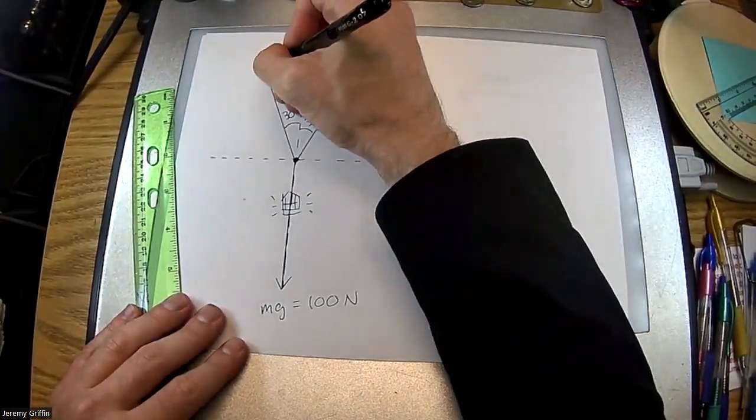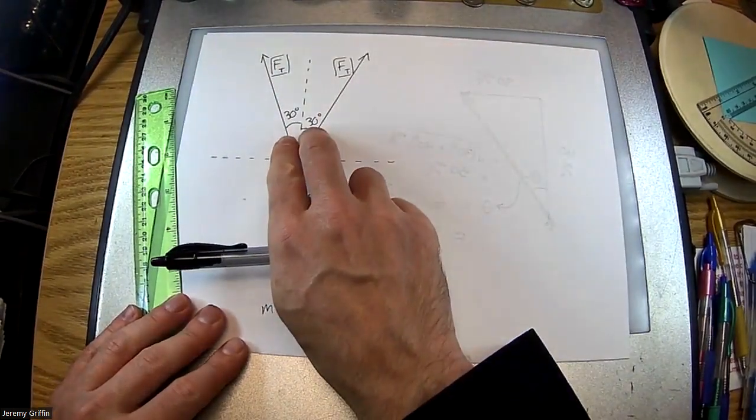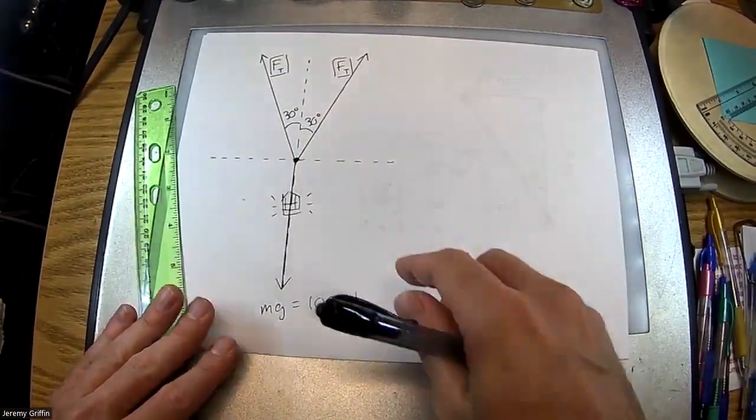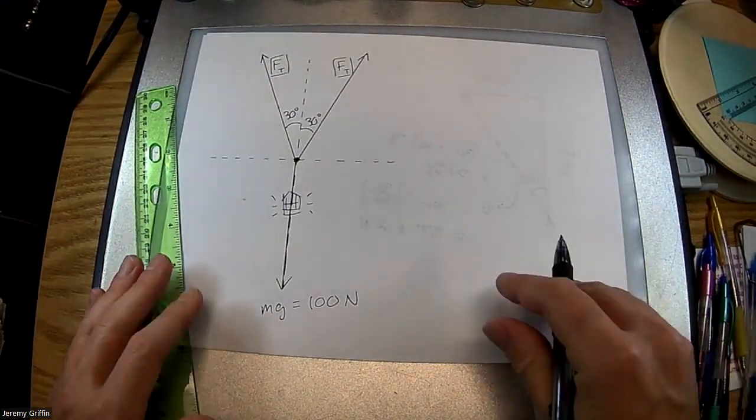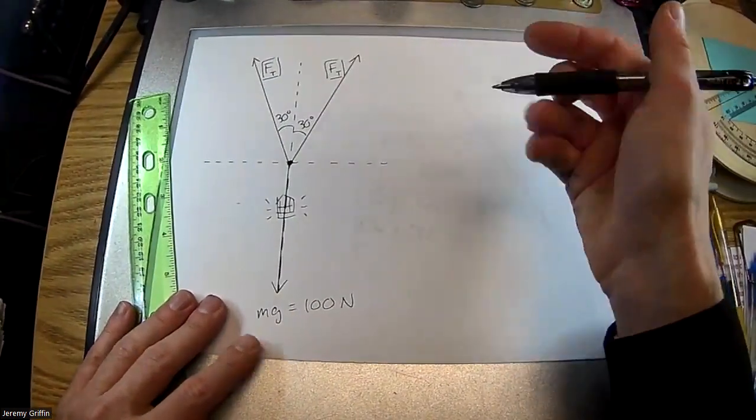Okay, so I'll call it Ft, just tension force. Now, if these two angles were different from each other, I'd have to go tension left and tension right, and those would be two separate values we'd have to solve for. And my question is going to be, what is the tension? That's the question.